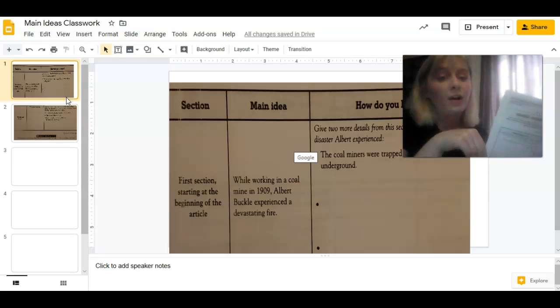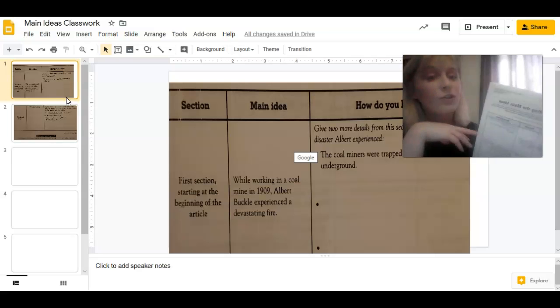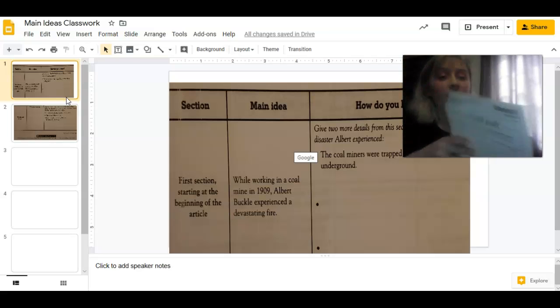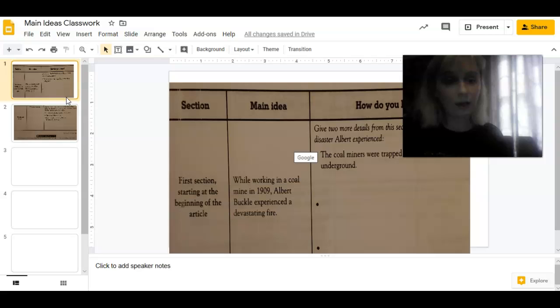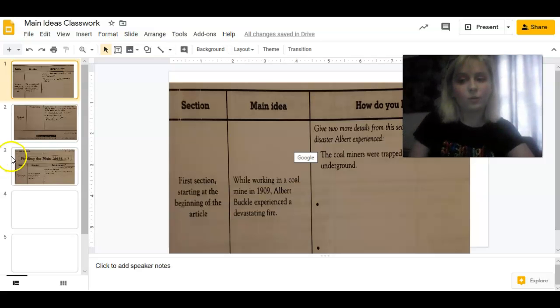the skill we are working on is finding main ideas, and there's two different ways they could ask the question. They could give you the main idea of a section, and then you are going to find details which support that main idea, or it could give you some details from the section and ask you to find the main idea. And we will go through those questions, and I'll show you how to do that.